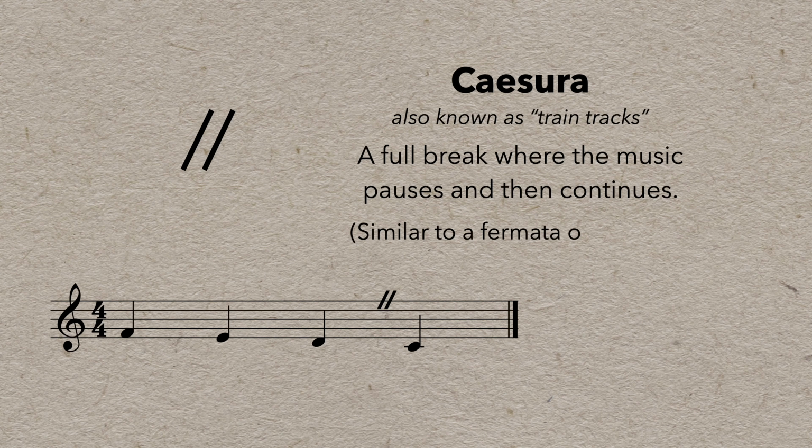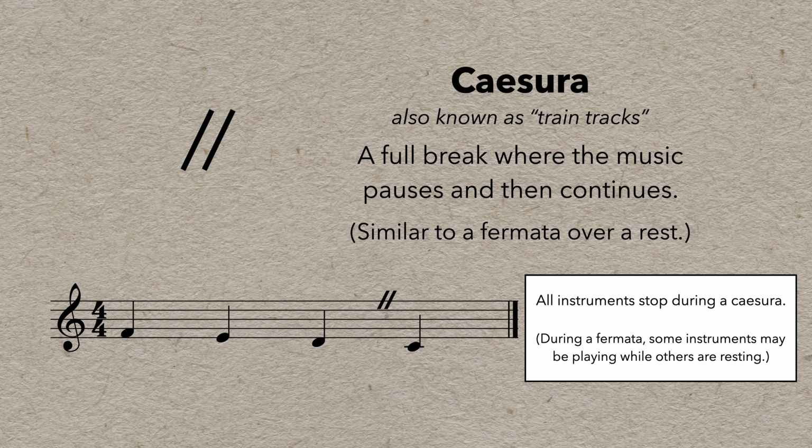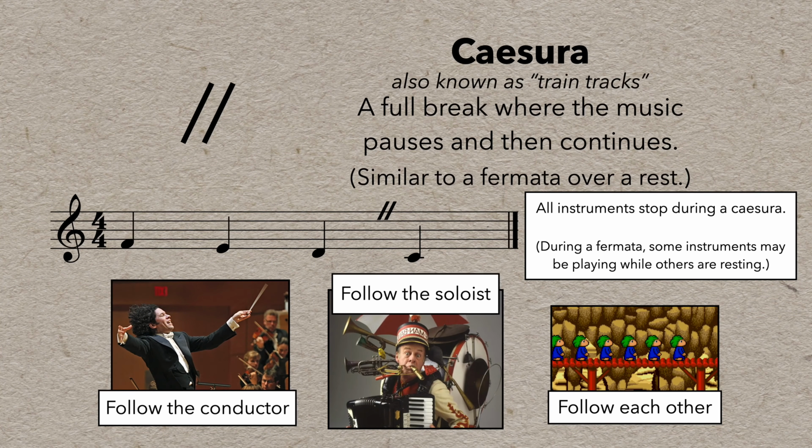It's a bit like a fermata over a rest. The difference is that all instruments stop for a caesura. During a fermata, even though time is stopped, some instruments might be playing while others are resting. Navigating the end of a caesura works the same way as with a fermata.